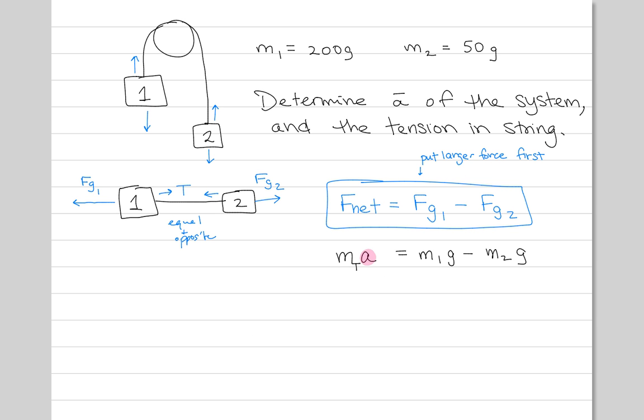So we need to solve for this. So we're going to divide out the mass total. Anything on the right that could be factored out? Factor out g, and you have m1 minus m2 all over mass total, which we could change to mass 1 plus mass 2. You guys okay with that? And then there's your formula for the acceleration.